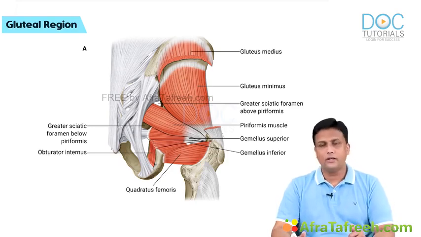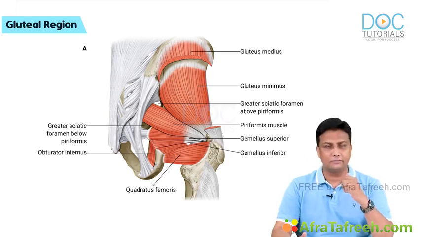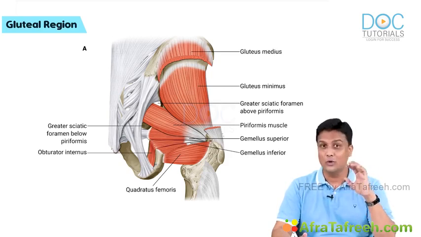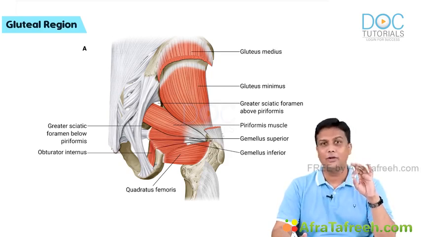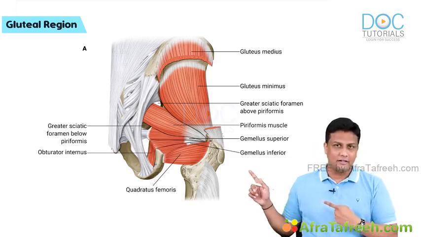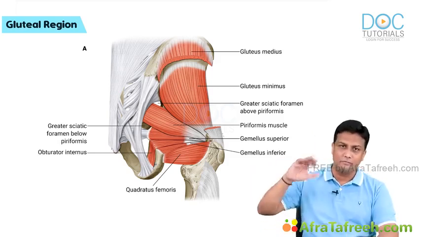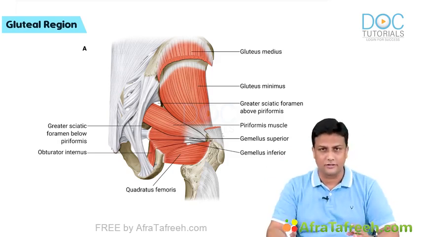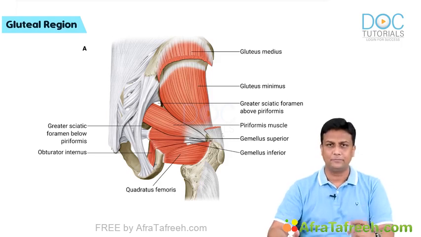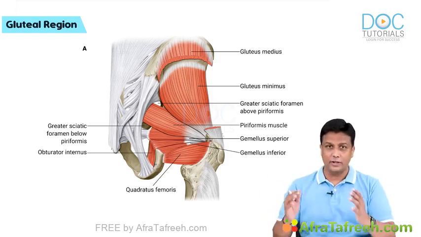Now, first of all, in the gluteal region, you'll have the gluteus maximus muscle, which is the largest muscle in our body. It is not the longest, I'm telling you largest, size-wise. Then there will be gluteus medius and minimus. In the diagram on the screen, the gluteus maximus muscle would be covering almost all the structures, but it has been removed here, so you are not able to see it.